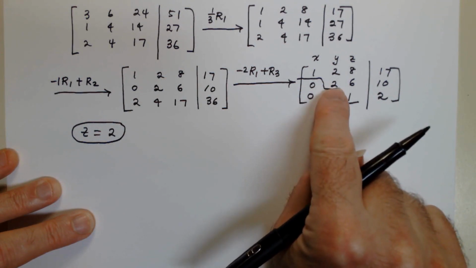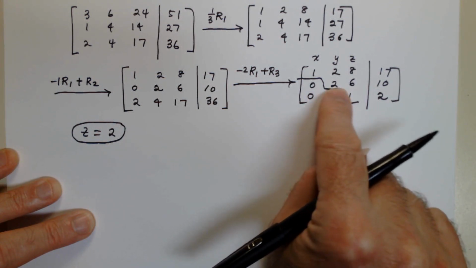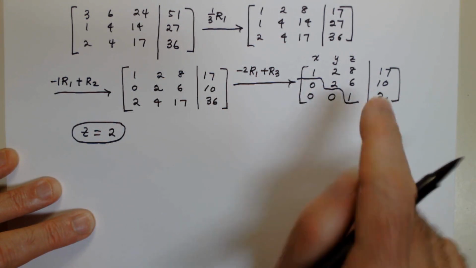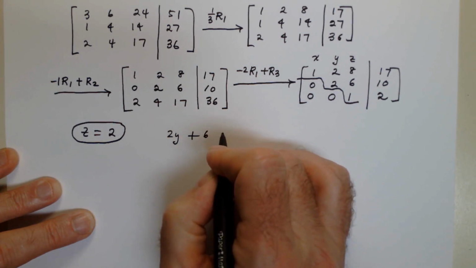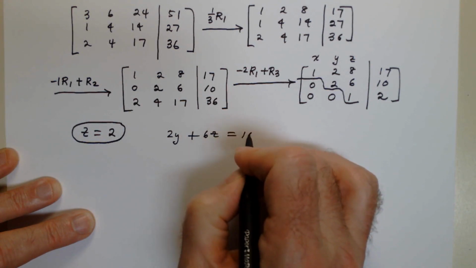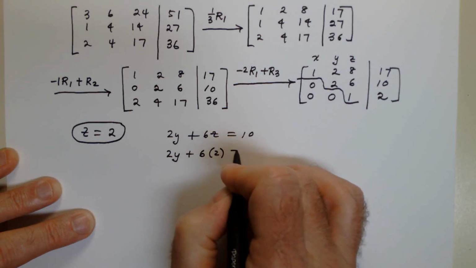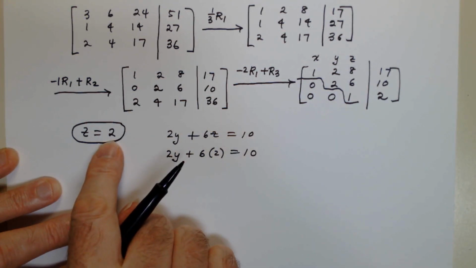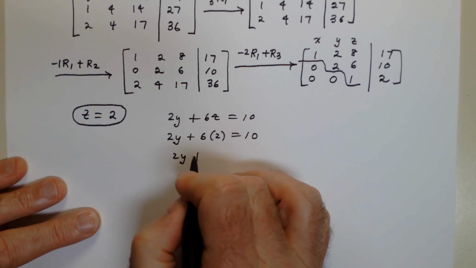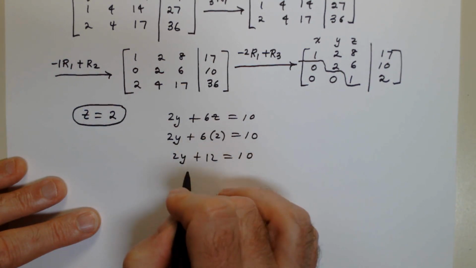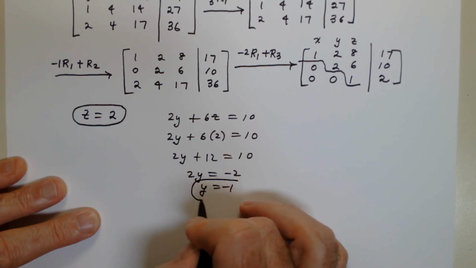Because equation 2 only involves y and z, I'm one step removed from being able to evaluate y. So this equation 2 is saying 2y plus 6z is equal to 10. So that means that 2 times y plus 6 times 2 equals 10. I'm substituting in z equals 2. And so that says 2y plus 12 is equal to 10. 2y is equal to negative 2. Or y is equal to negative 1.